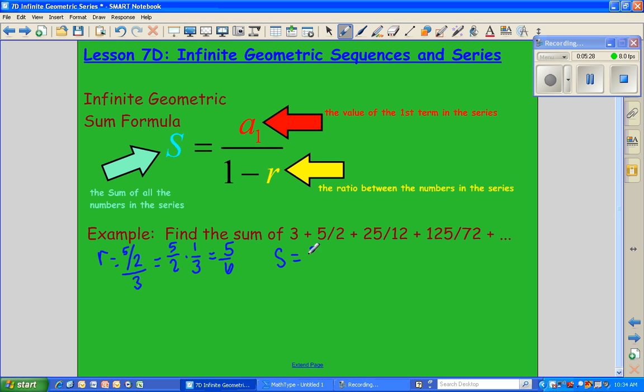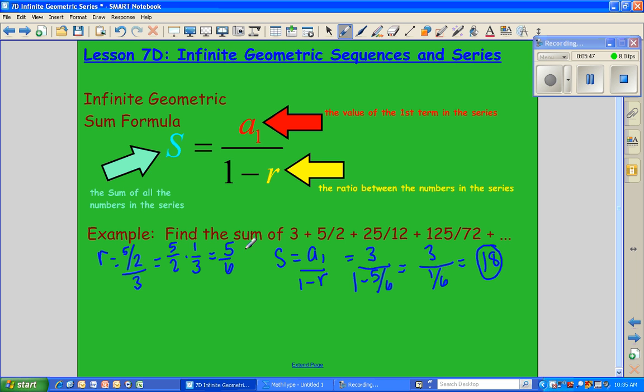All right. So our sum is going to be a sub 1 over 1 minus r. Okay, the value of a sub 1 is 3. r is 5/6, so 1 minus r is 1/6. And so that's going to give you 18.